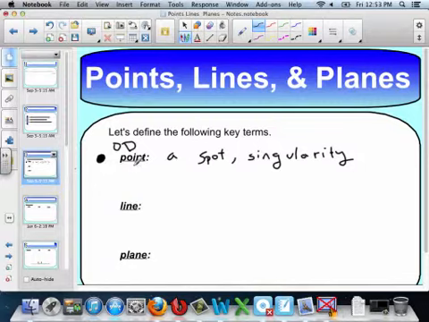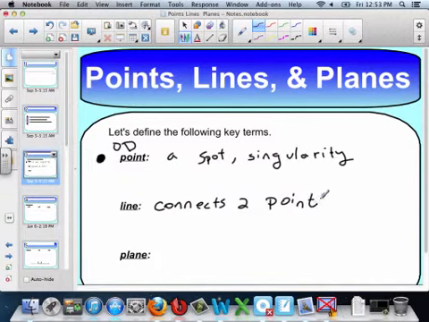All right. Now, a line. What is a line? A line has 2 points. So it connects 2 points, right? That's pretty simple. All a line does is connect 2 points. It's a geometric figure that goes from one point to another, point A to point B. That's it. That's all a line is.